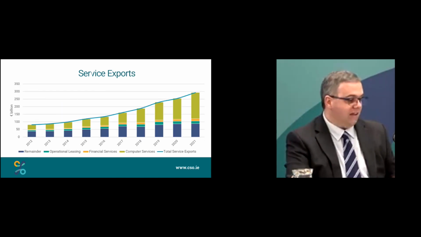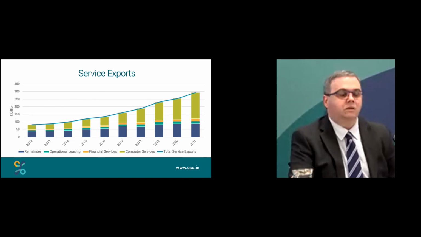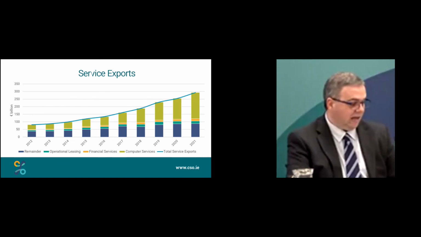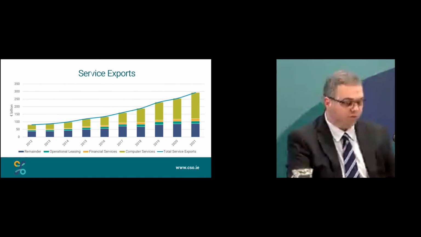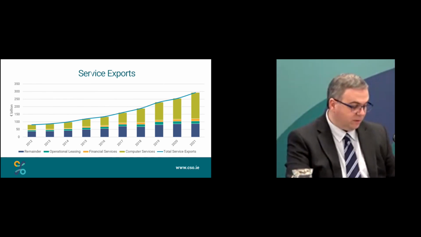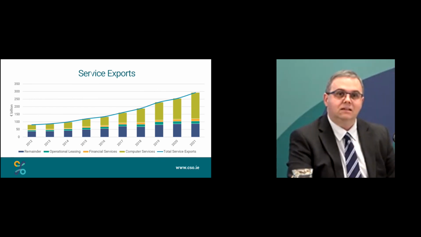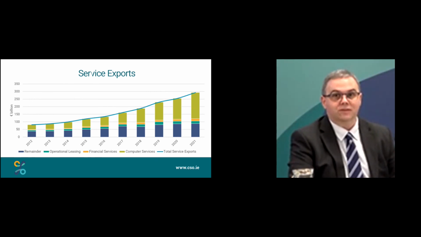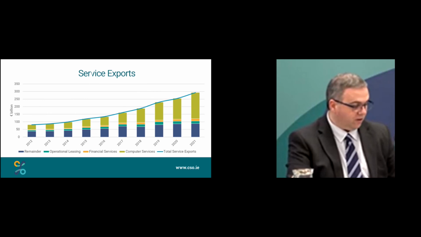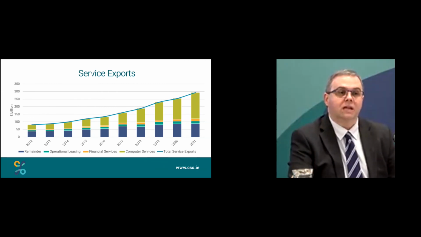So looking first at the service exports, we can see that this has been growing continuously and strongly over the last 10 years, going from 81 billion euros in 2012 to 135 billion euros in 2016 to 294 billion euros in 2021. But we can see that while there have been increases in operational leasing relating to the increased aircraft leasing sector here, and in financial services related to the increased financial sector, far and away the largest driver is computer services, which have increased from 32 billion in 2012 to 58 billion in 2016 to 173 billion in 2021.